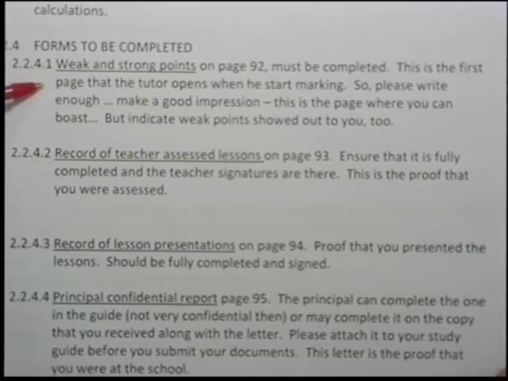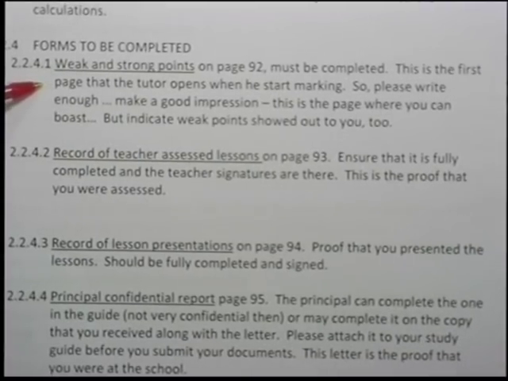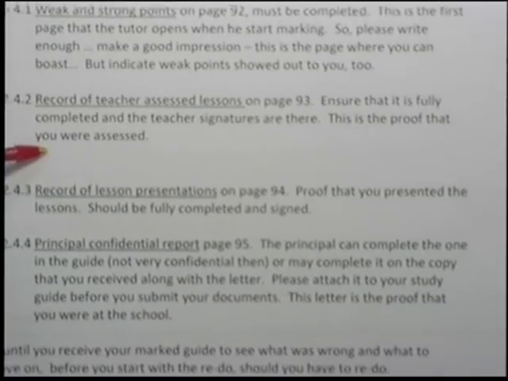The weak and strong points on page 92 must be completed. So there will be 2 paragraphs. This is the first page that the tutor opens when he starts marking. So please write enough, make a good impression. This is the page where you can boost but indicate weak points, pointed out by you as well.